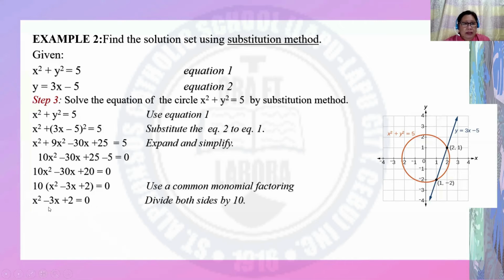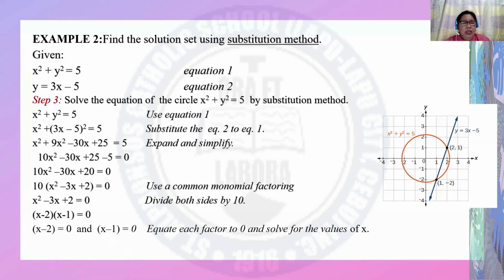Then factor the trinomial. Then we have the binomial factors x minus 2 and x minus 1. Then equate each factor to 0. So we have x minus 2 is equal to 0 and x minus 1 is equal to 0. And then we have to solve for the value of x. So, transpose negative 2, we will have x is equal to positive 2.